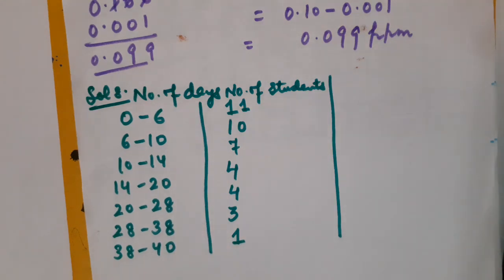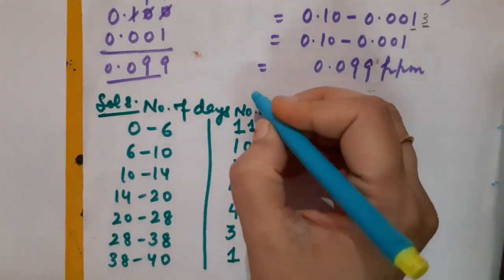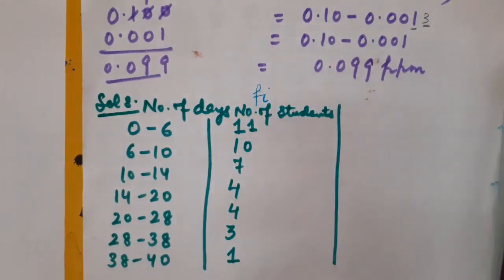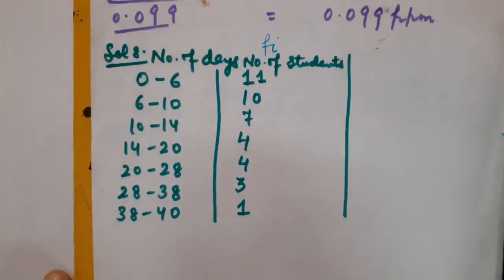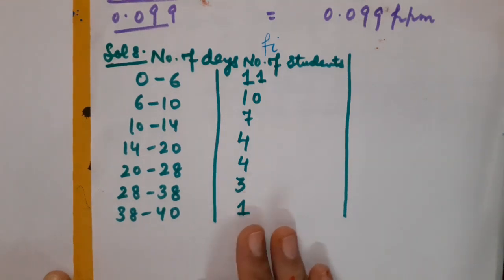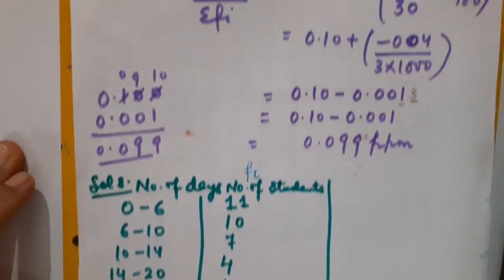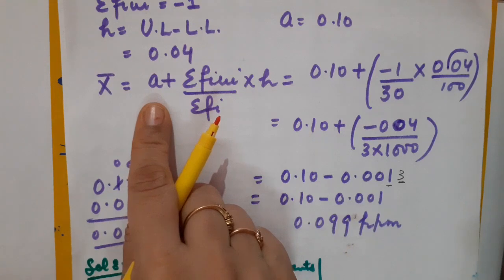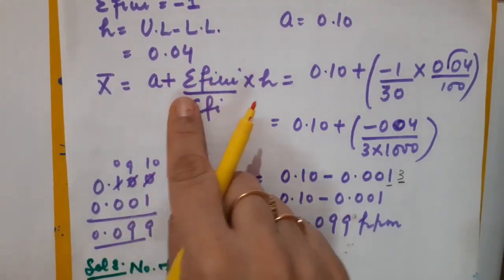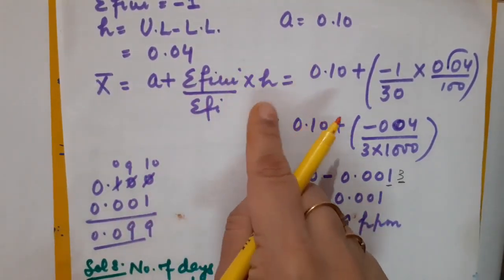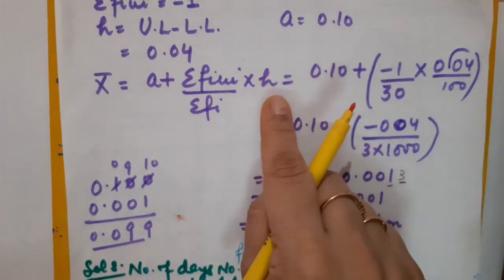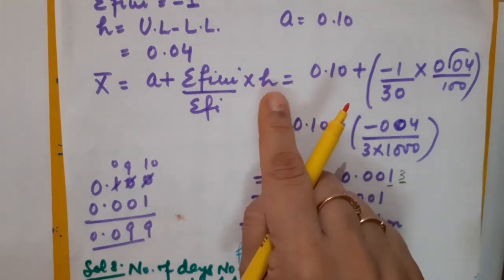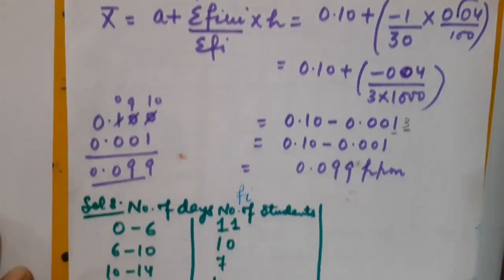Correct, students? So children, this is the frequency over here. So I have written Fi. Now children, what is the purpose of taking this question? That purpose I am going to explain to you now. As you know, today I am going to introduce you to the step deviation method. According to the step deviation method, I want A plus sigma Fi ui upon sigma Fi into h, where h is the class size, meaning the class width of each and every interval.